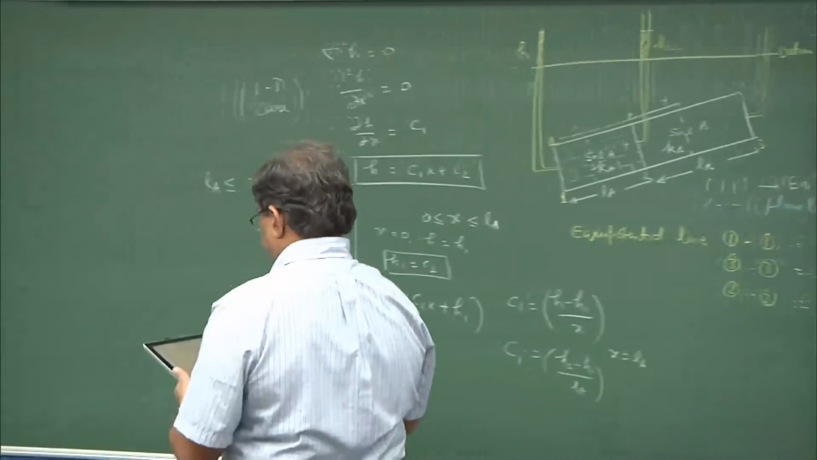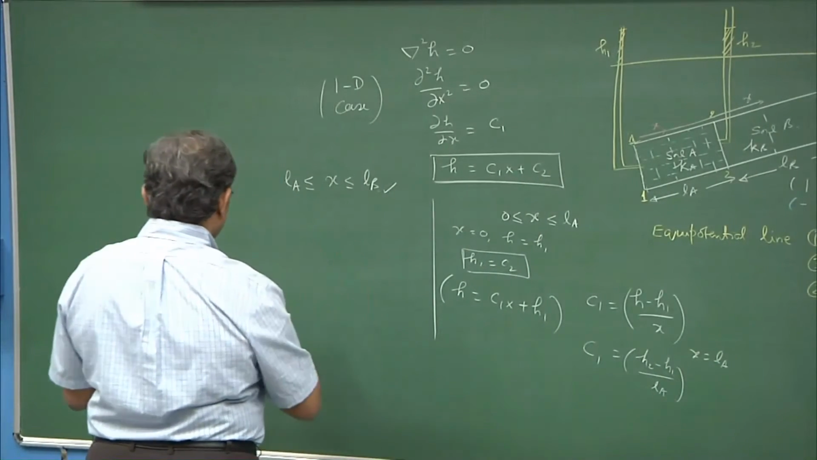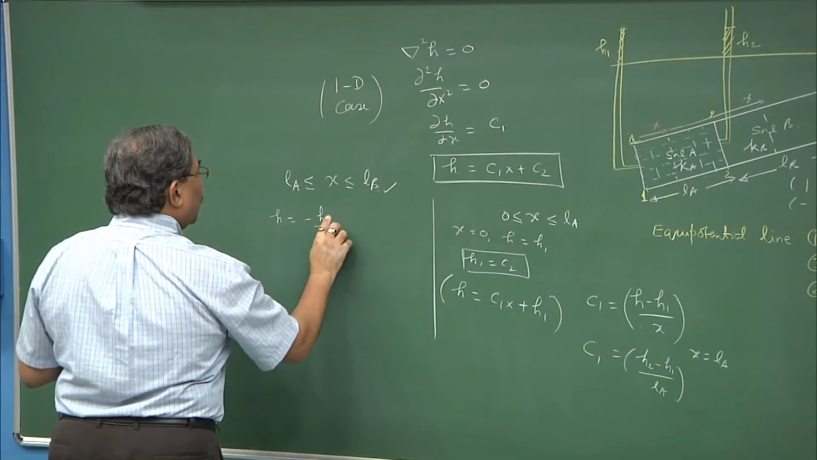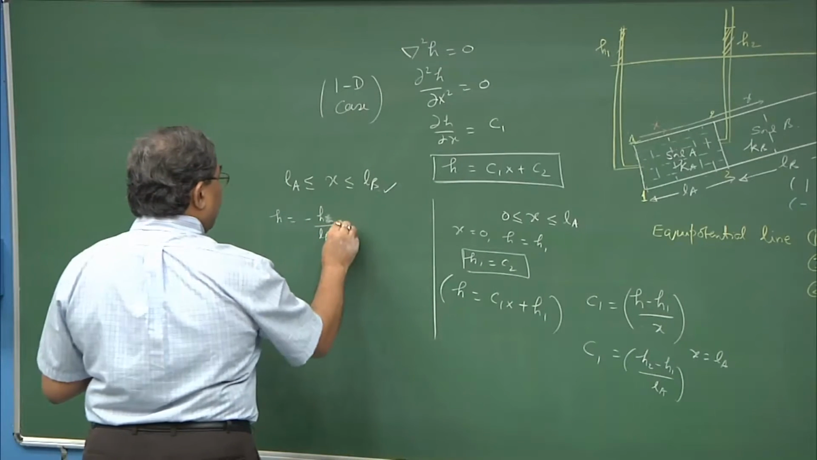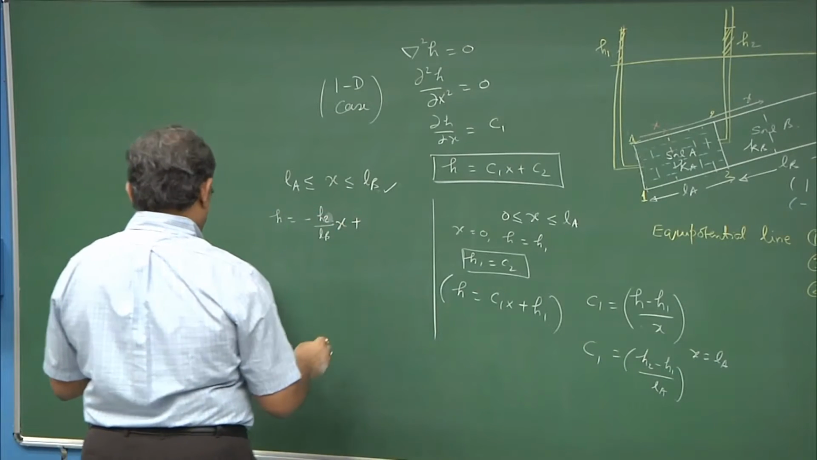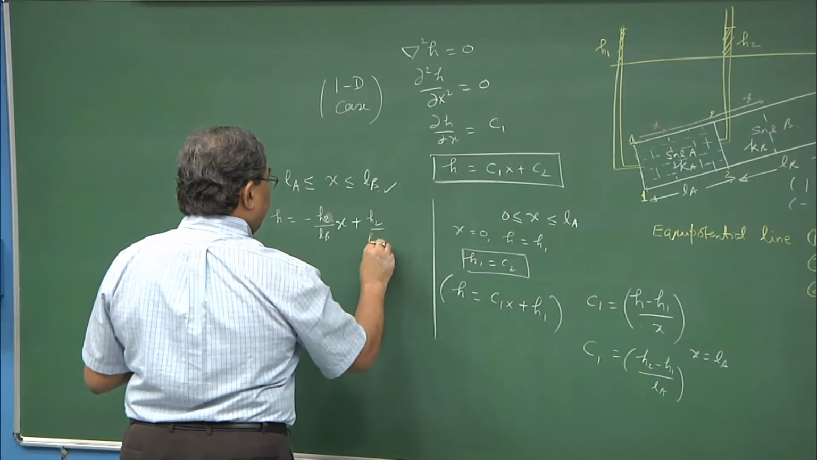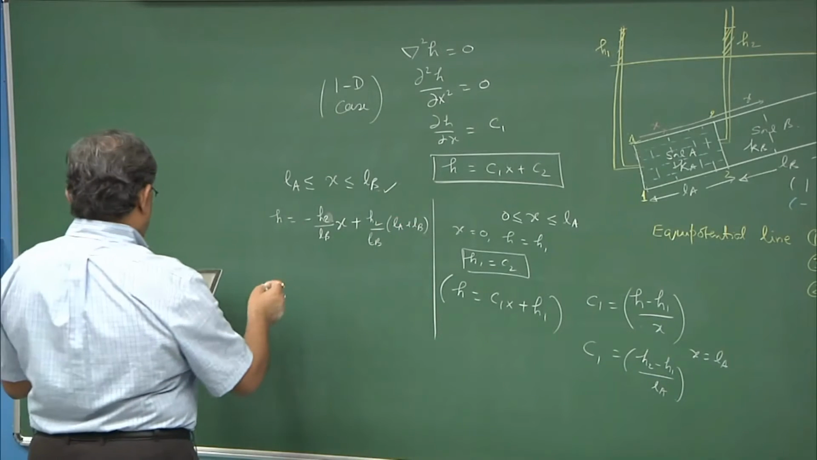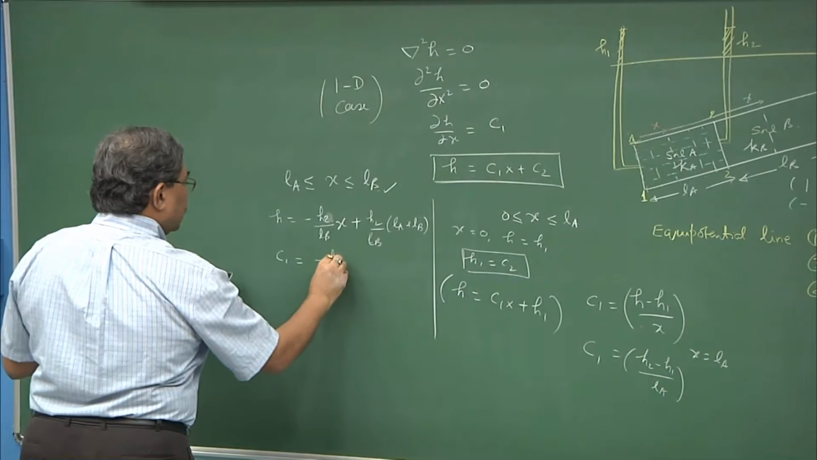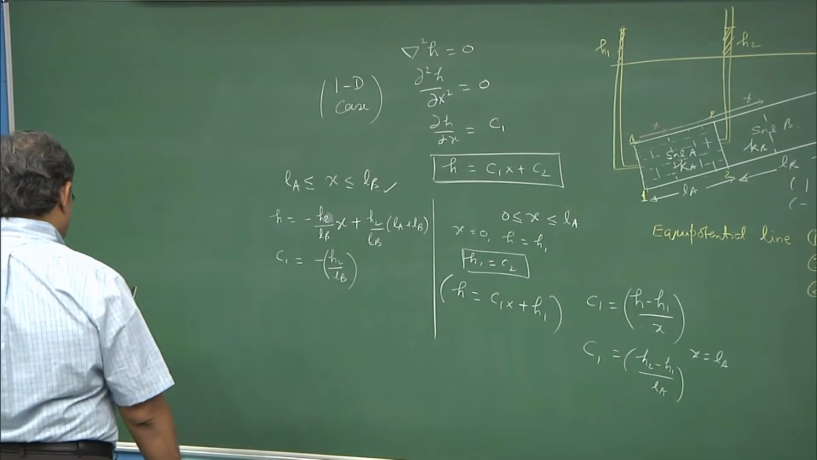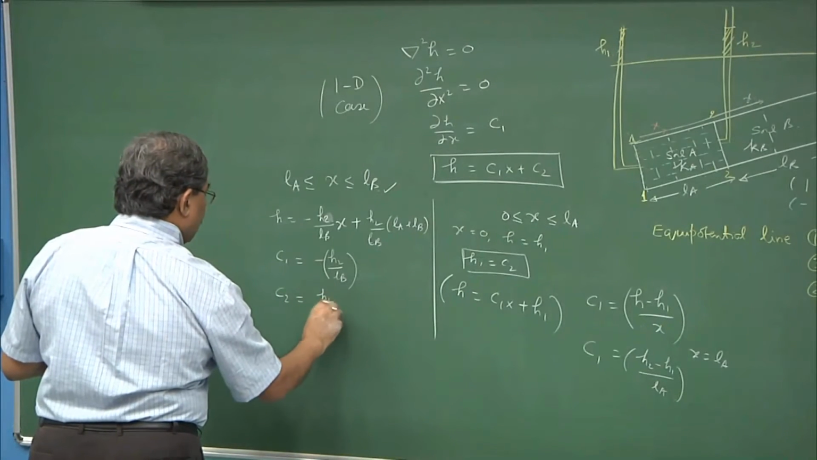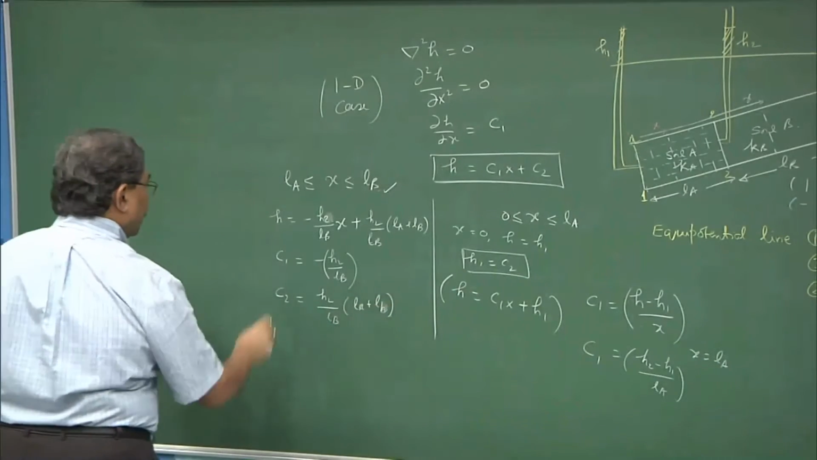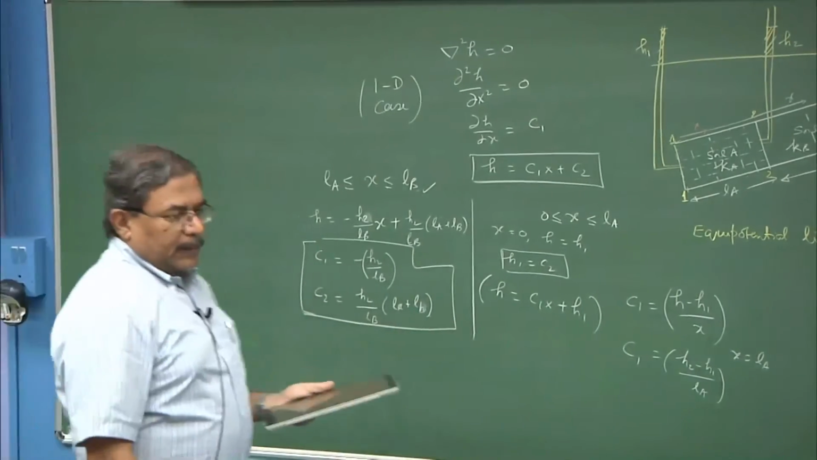You can show that in this case the H will be equal to minus H2 upon LB x plus H2 upon LB (LA plus LB). So, C1 I can compute as minus H2 upon LB and C2 can be computed as H2 over LB (LA plus LB). So, this is the head distribution which we are trying to find out.